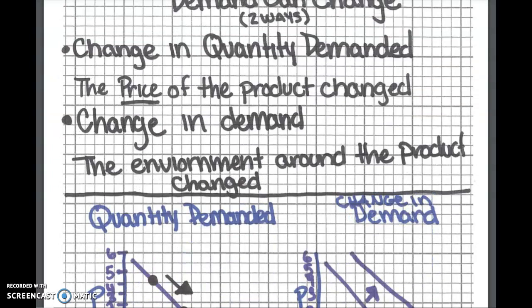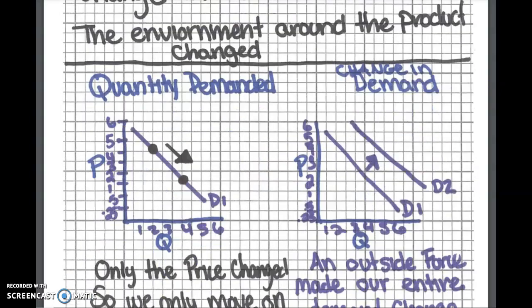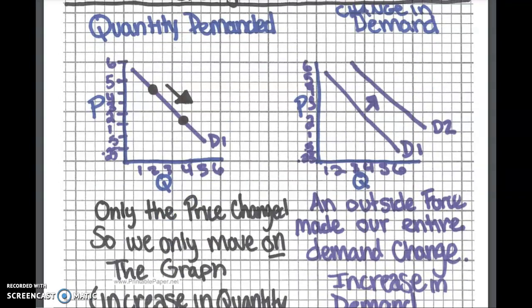We can see changes in the quantity demanded, so that's how many products we need to meet the number of people willing to buy it at a certain price. And that just means that the price of the product changes and the number of people willing to buy it goes up or down accordingly. Now, we also see things that change demand. What that means is they actually move that line.